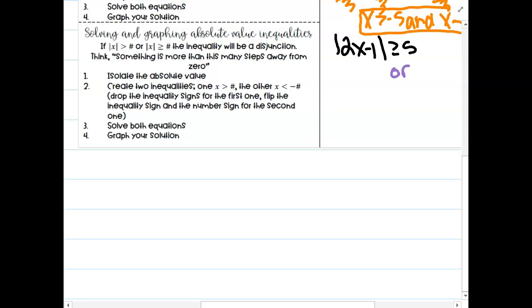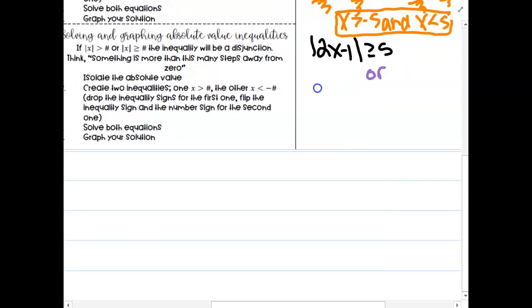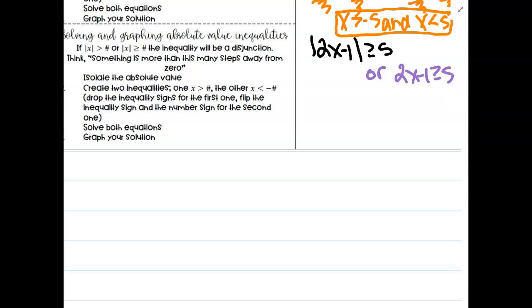Now, to come up with the 2 inequalities that you're going to solve, I'm kind of a person that likes things to fit really nicely. So you're going to take this exact same absolute value and create 2 inequalities. For one of them, you just drop the absolute value marks. If you want it to work out nicely, put the first one on the right-hand side. So 2x minus 1 is greater than or equal to 5. That inequality stays the same, except you drop the absolute value bars.